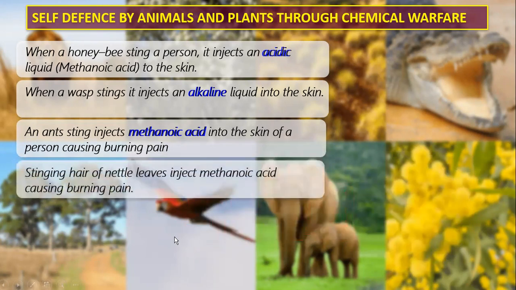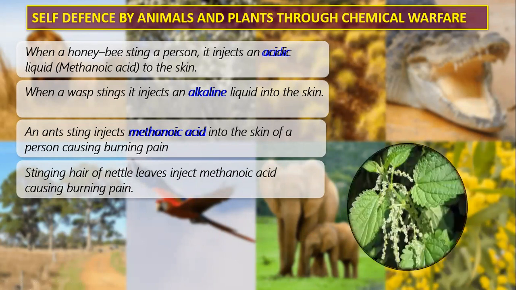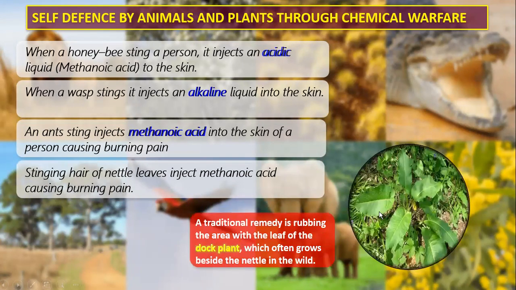The stinging hair of the nettle leaves injects methanoic acid, causing burning pain. So this plant's stinging hairs also inject methanoic acid. These leaves will inject methanoic acid, so it will cause a burning pain to us. To treat this, a traditional remedy is rubbing the area with the leaf of the dock plant, which often grows beside the nettle in the wild.